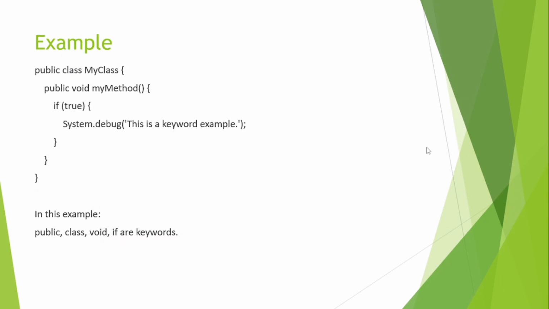Let's see an example. So, public class MyClass, public void myMethod. If true, then it's going to display 'This is a keyword example.' In this example, public, class, void, and if are keywords. Public, class, void, if, these are all keywords.